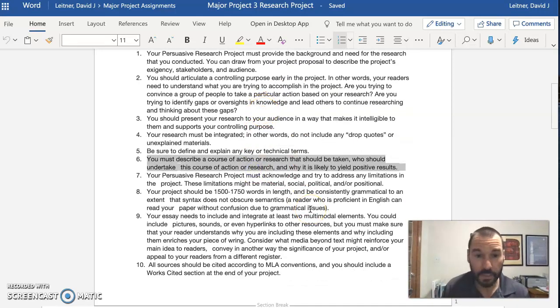6, you must define a course of action or research that should be taken, who should undertake this course of action or research, and why it is likely to yield positive results. So this could be another heading. This is a heading where you're saying something like suggested course of action, or suggested course of research, or suggested solution, or something like that, depending on what you're requesting.